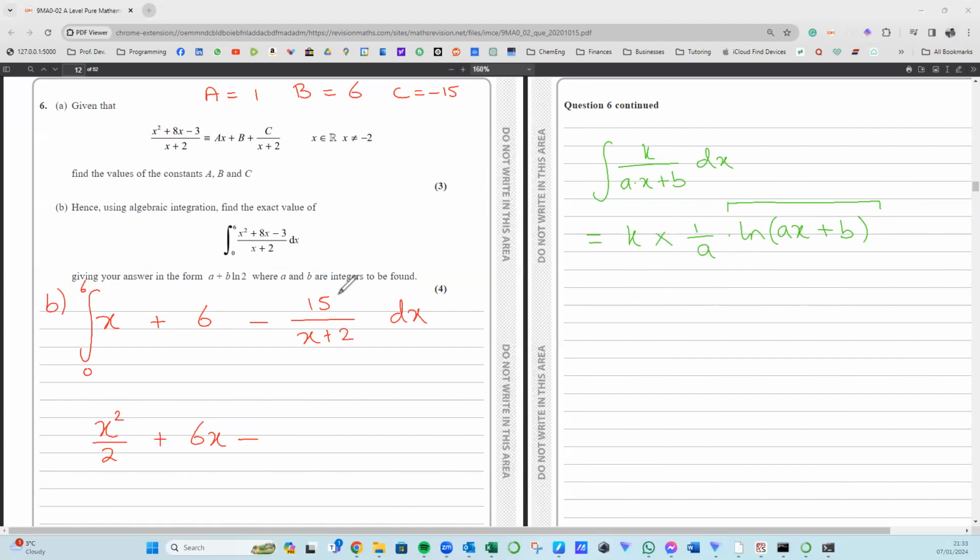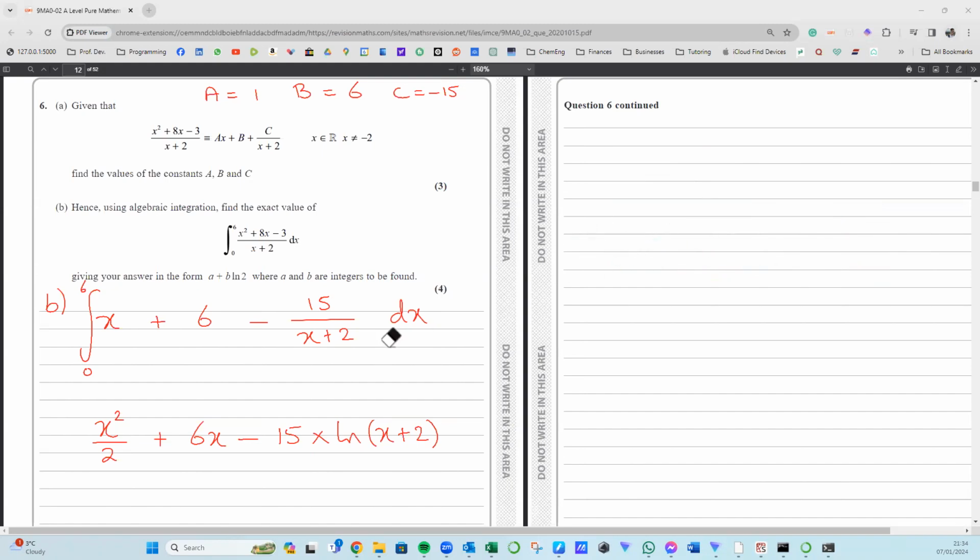So you can actually see that this is our k, the minus 15, and then the a is actually 1 and the b is 2. So what this comes out as is minus 15 times ln of x plus 2. This 1 over a is just 1 over 1, so that doesn't really make a difference. So minus 15 times 1 over 1 times ln of 1x plus b. So it's essentially the same thing. That's where it all comes from. Okay, so I'll get rid of these now just to tidy things up.